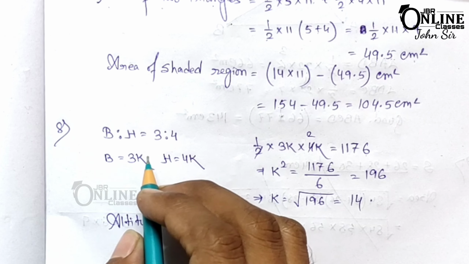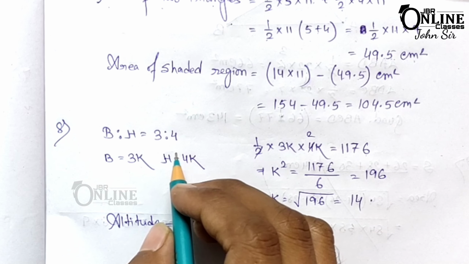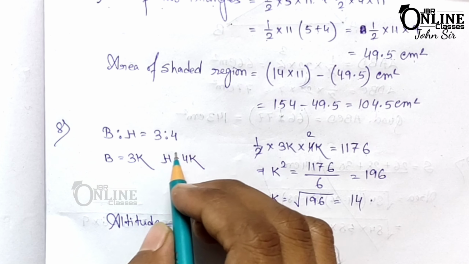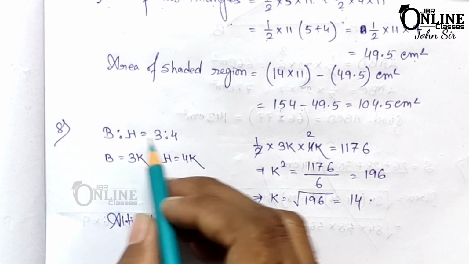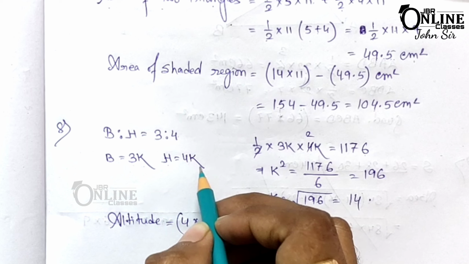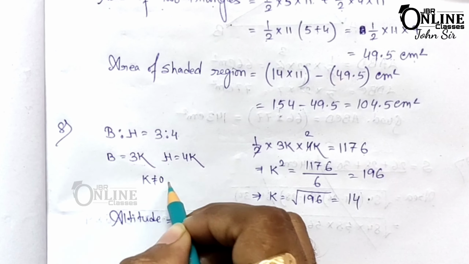Okay, sum number 8. The area of a triangle is 1176 centimeter square. The ratio of the base to the corresponding altitude is 3:4. Find the altitude of the triangle. So here suppose base is to height becomes 3:4. So base equals 3k and h equals 4k. Here k is a non-zero constant.